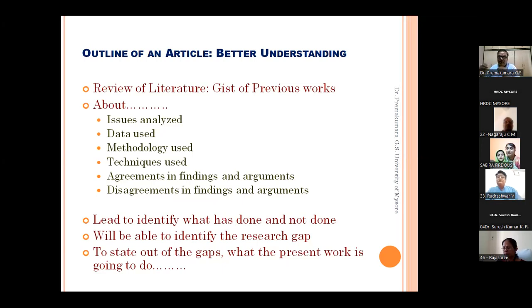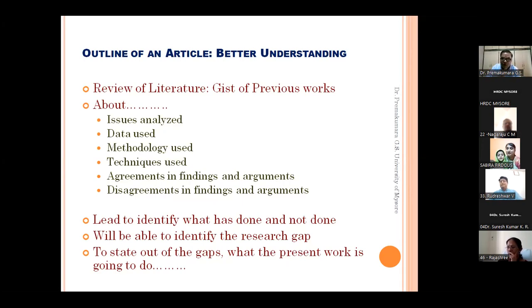So you cannot write a review of literature as you write in the PhD: so and so did so and so work on this topic, finding. No, don't write that. You directly talk about the gist of the whole previous works. So if you have studied 20 articles, you have to write about all the 20 articles at a time.